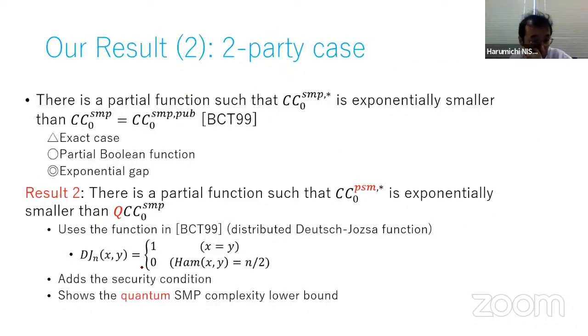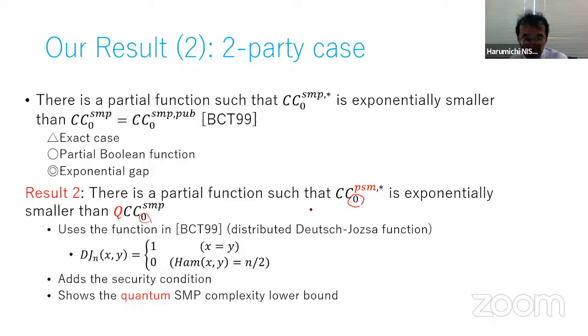Now, our second result. In fact, this result is not so difficult, a kind of observation. There is a partial function such that PSM with shared entanglement is exponentially smaller than the no shared randomness case. Of course, we consider the exact case. So in fact, shared randomness is not useful.